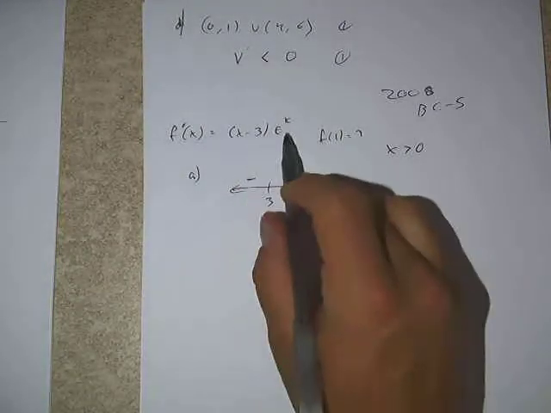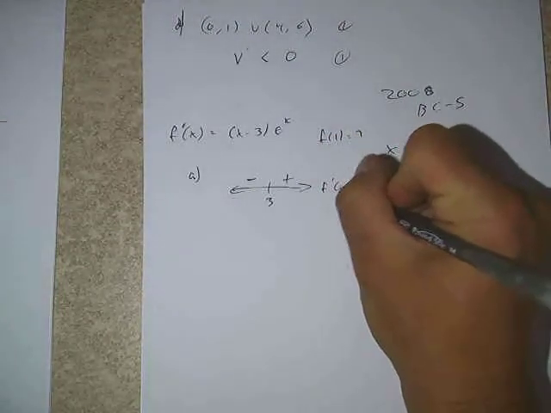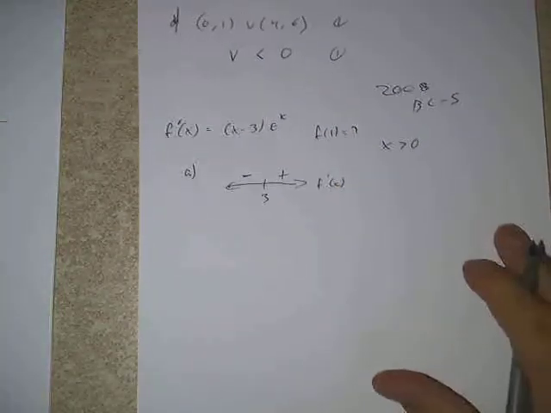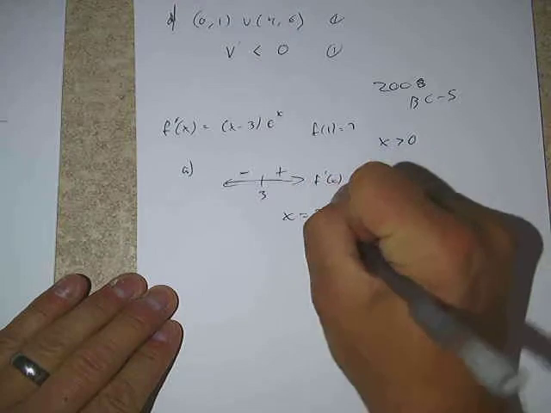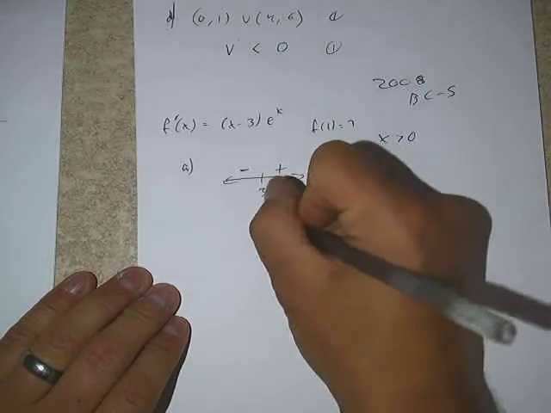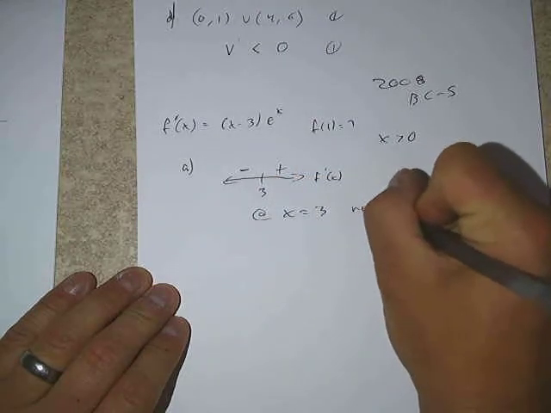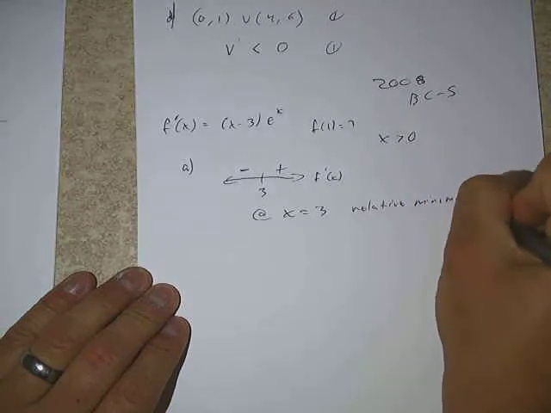So let's see what would happen if we put in a 2, let's say. If we put a 2 in here, we'd have 2 minus 3, that'd be negative. And if I did e to the 2, that would be positive. And so that means that spot would be negative. If I put something to the right of 3, like 4, I would have positive here, positive. And again, make sure we label the number line as f prime. And what does that tell us? That 3 is a what? 3 would be a minimum.